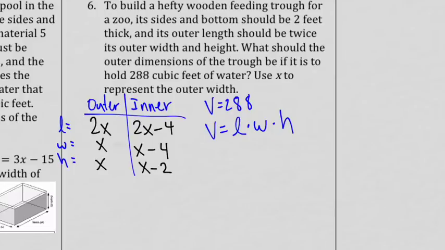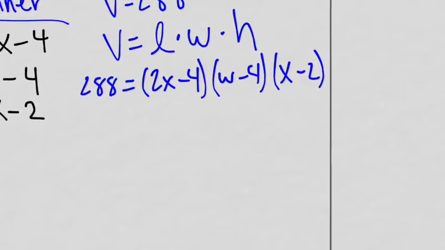Here we go. Volume, 288. Start with that. Equals length, 2x minus 4. Width, x minus 4. Height, x minus 2. We're going to do the same thing we did in the last problem. We're going to multiply all of these out, which is going to get a little messy. We're going to move this over to the right side afterwards to make it 0, and then we're going to try to factor it by grouping.